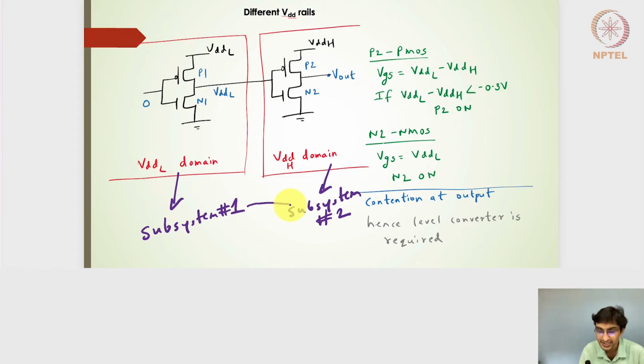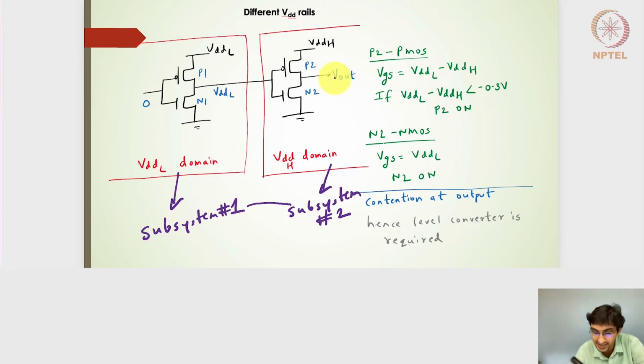In this particular example, I've taken a simple circuit, an inverter designed in the Vdd-L domain, which gets connected to another inverter designed in the Vdd-H domain. Vdd-H domain and Vdd-L domain mean not only are the rail voltages Vdd-L, but also the output node voltage, the maximum voltage it can reach, is Vdd-L. And similarly here, not only is the rail voltage Vdd-H, but also the maximum output voltage it reaches is Vdd-H.